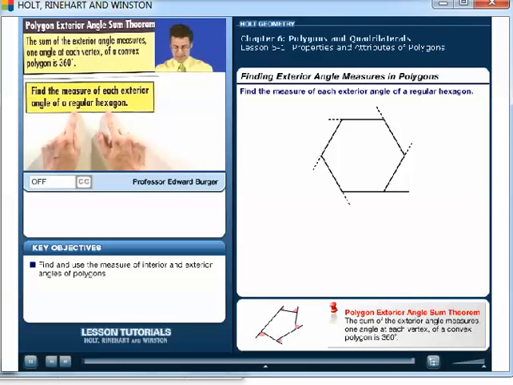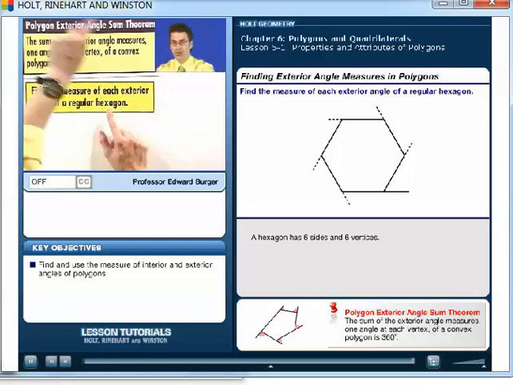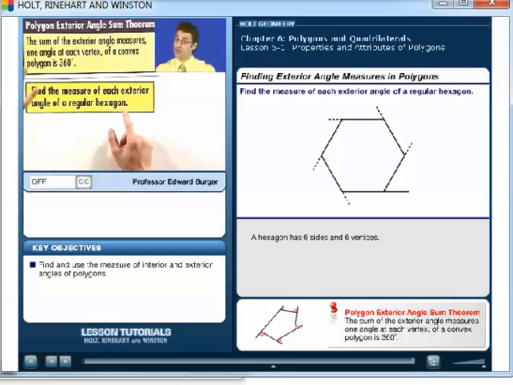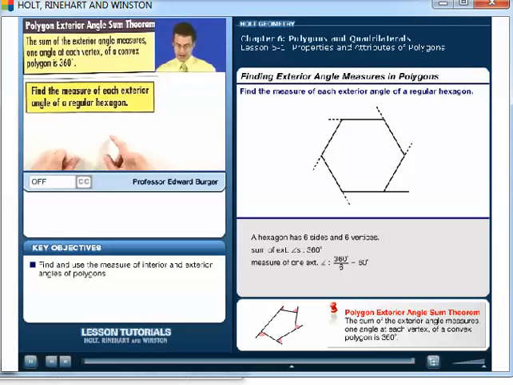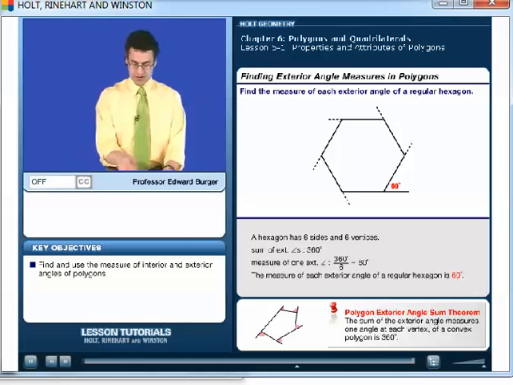A hexagon has 6 sides. And so what's the sum of all the exterior angles? The sum of all the exterior angles we know by this theorem is 360 degrees. And so what is the measure of 1? Well, since they're all the same and there's 6 of them, I take 360 and divide it by 6, and I see 60 degrees. So the measure of each exterior angle of a regular hexagon is 60 degrees. And you can see the power of actually using regularity.